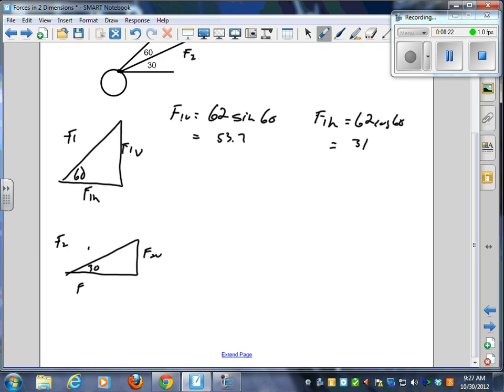F2V, F2H. They're going to be exactly the same, sine and cos. So F2V is going to be 62 sine 30, which is 31. And F2H is going to be 62 cos 30, which of course is the other value, 53.7. Both positive again because it's up and to the right.